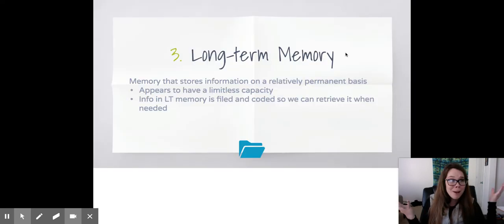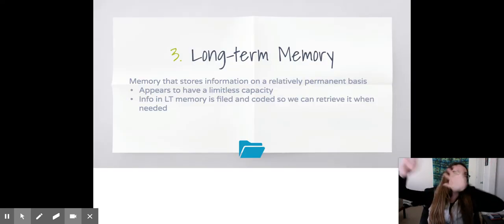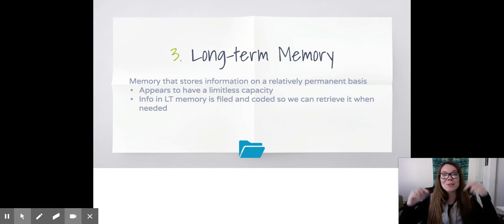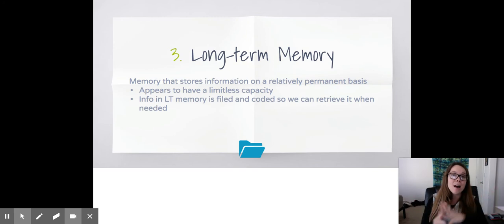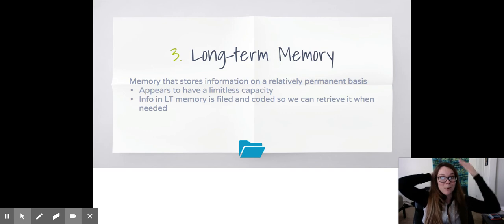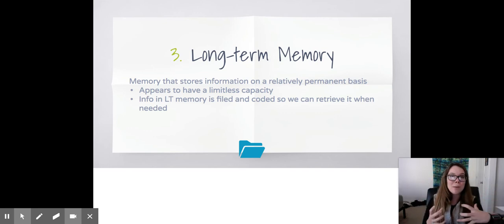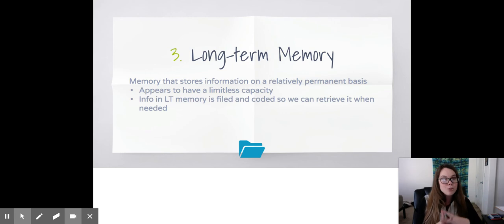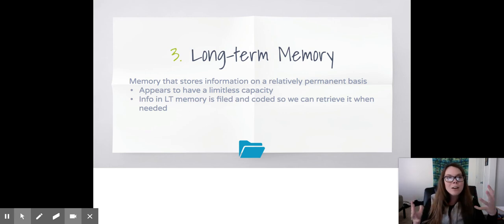And then we have long-term memory. This is the main goal for all of your studying. You want your information to be in long-term. This is where it needs to go. This memory storage stores information on a relatively permanent basis. Long-term memory doesn't have a limit. There's no file cabinet that will say, oh, all done, brain, you can't take in anymore, right? So info in your long-term memory is filed and coded so we can retrieve it when needed. And we're going to talk about, in our retrieval section, how our brain does that, right?